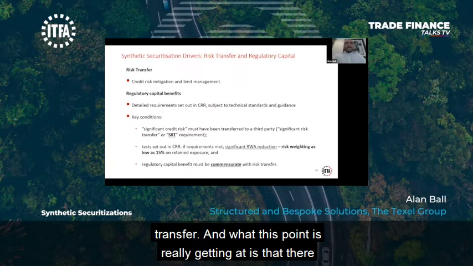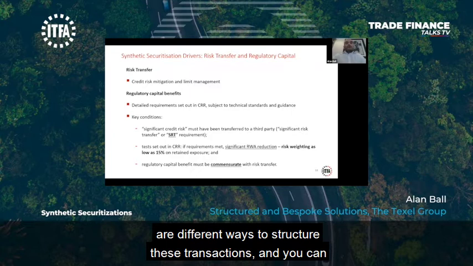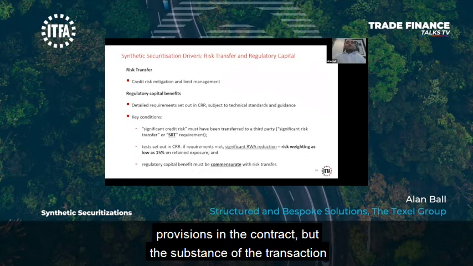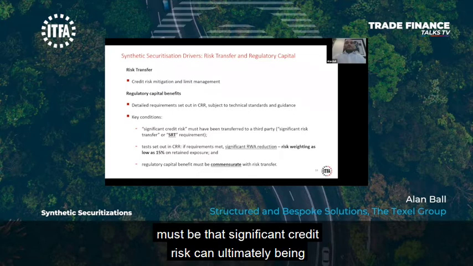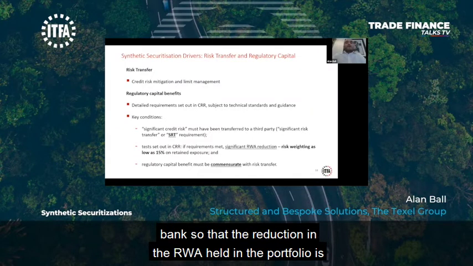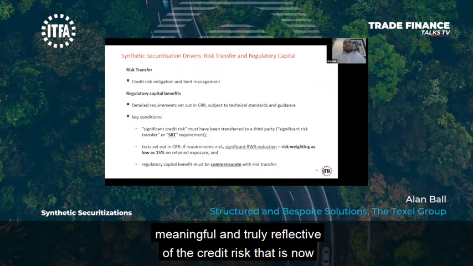And what this point is really getting at is that there are different ways to structure these transactions, and you can have a number of various involved or complicated provisions in the contract, but the substance of the transaction must be that significant credit risk has ultimately been transferred to a third party and is in no way passed back to the bank, so that the reduction in the RWA held with the portfolio is meaningful and truly reflective of the credit risk that is now retained.